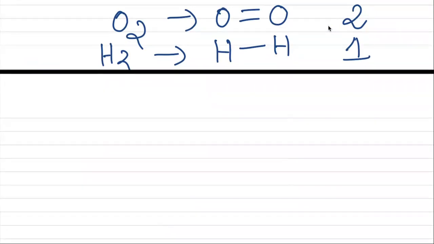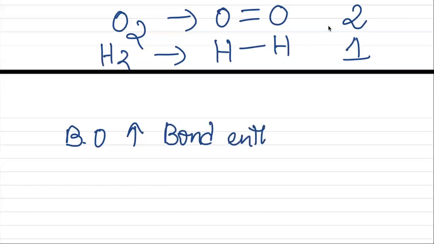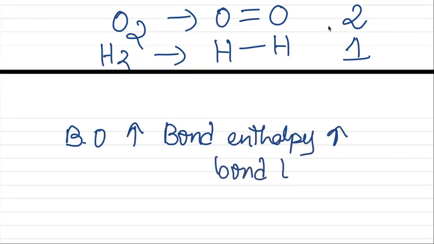So if bond order increases, bond enthalpy increases as well, and bond length decreases. When bond order increases, bond enthalpy will increase, and bond length will decrease. Clear?